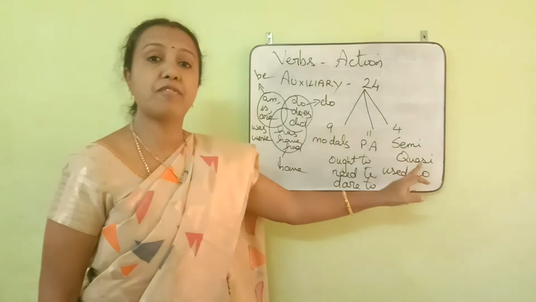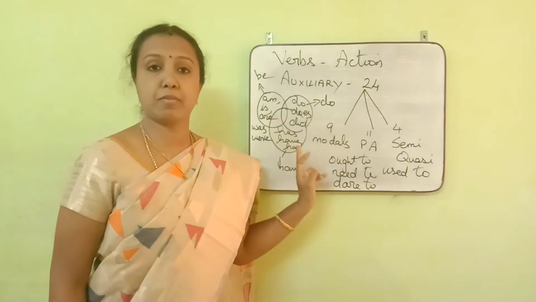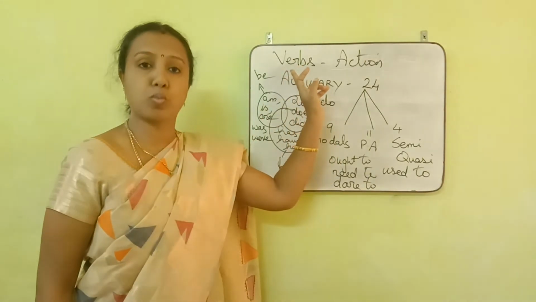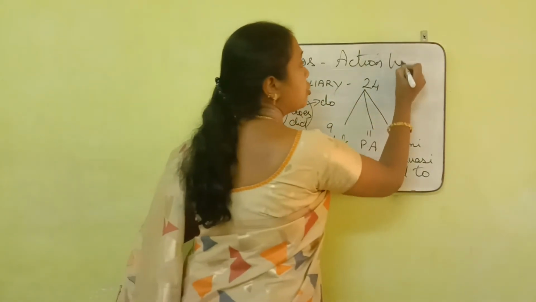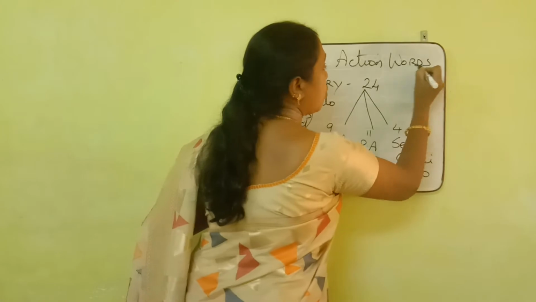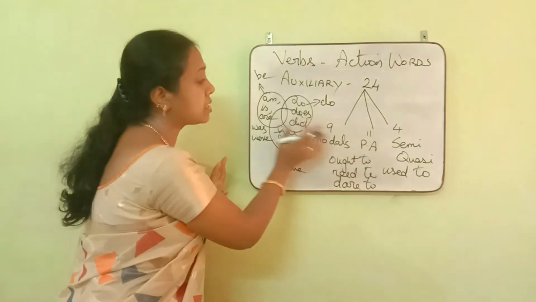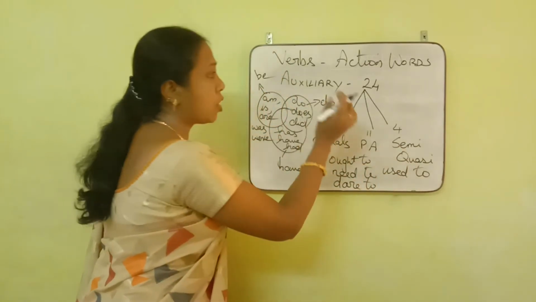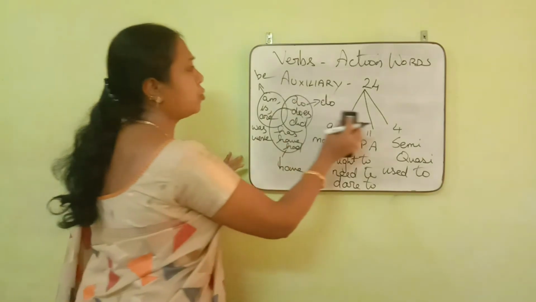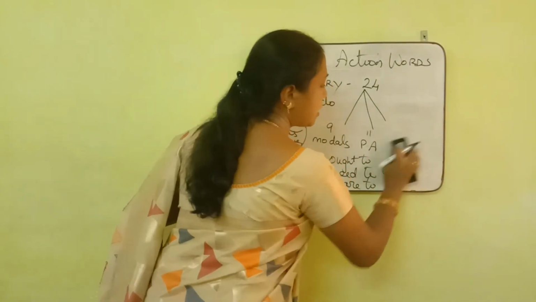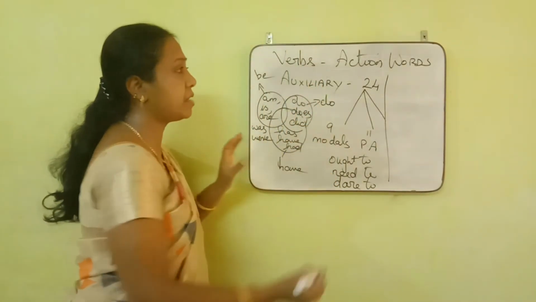So these are the 4 quasi-modals and these are the 11 primary auxiliaries. So when you come to know about verbs, they are action words, and of course you must know what a be verb is, what the primary auxiliaries are and what the semi-modals are. Now modals, what are modals? I think all of you would have come across the modals. Let me tell you, you have 9 modals.